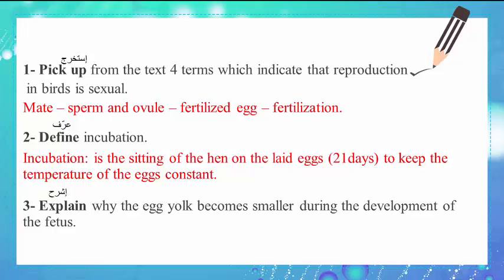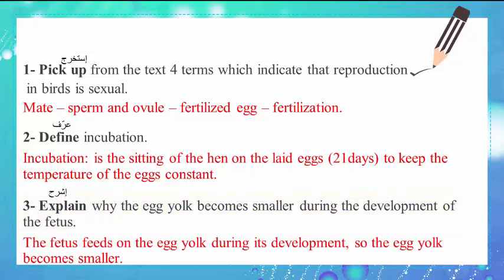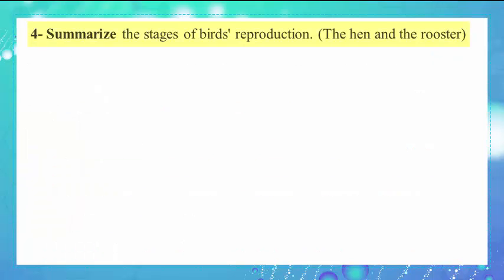Incubation is the sitting of the hen on the laid eggs for 21 days to keep the temperature of the eggs constant. Number 3. Explain why the egg yolk becomes smaller during the development of the fetus. The fetus feeds on the egg yolk during its development, so the egg yolk becomes smaller. Number 4. Summarize the stages of bird's reproduction.